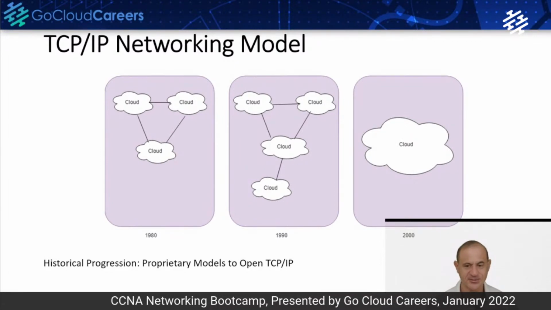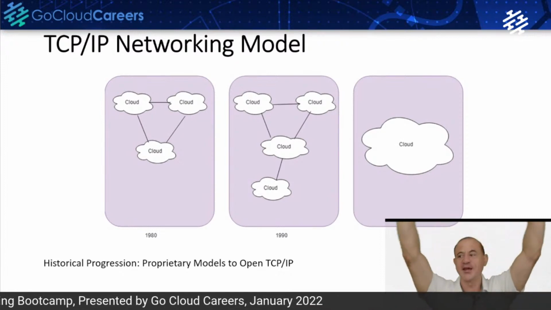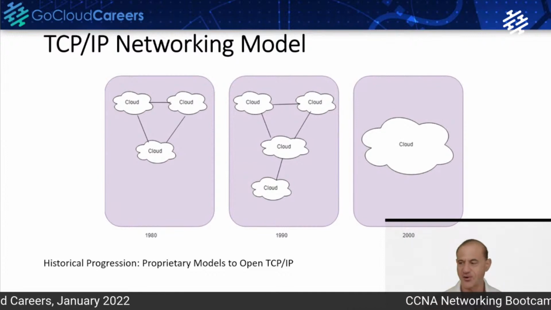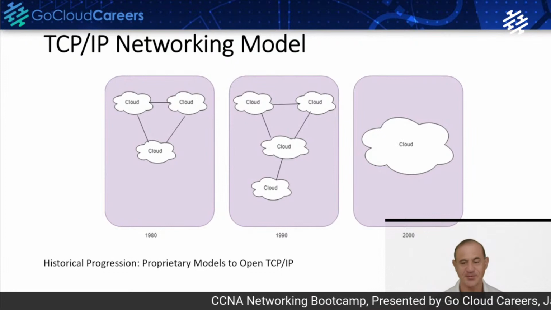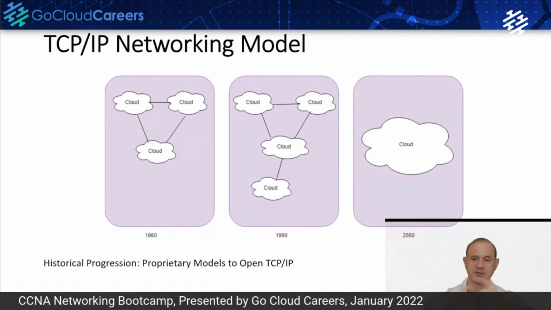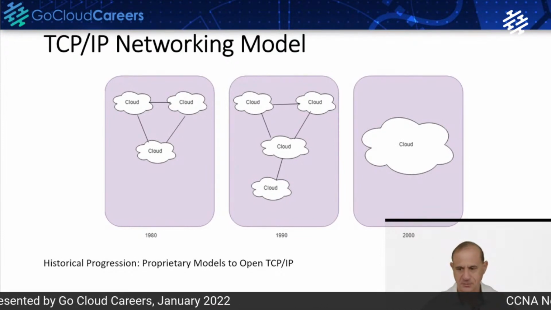And then around 2000, we got to this concept of the single cloud. What was the single cloud? It's called the internet, which is basically a whole bunch of dissimilar networks that all run their own internal routing protocols that are connected via BGP. That's it. That's what modern networking is. A whole bunch of individual entities that are glued together with BGP.